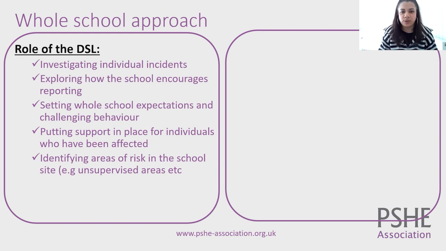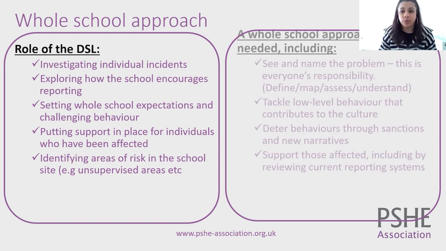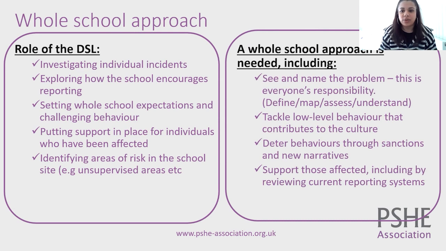However, it is also everyone's responsibility in school to see and name the problem. Collectively, everyone should tackle any type of low-level behaviour which contributes to the culture and is often passed off as banter or as having a joke. So having clear sanctions and new narratives in place to deter any of those behaviours which contribute to sexual harassment in schools is also incredibly important. And having a whole school approach to support those who are affected is vital. This will include reviewing any current procedures to report incidents and communicating updates and changes with staff so that everyone is kept up to date.